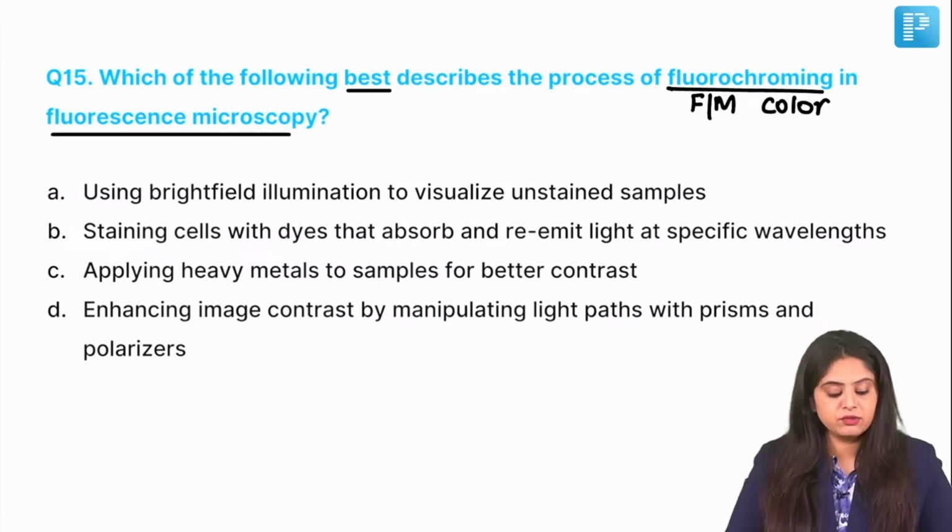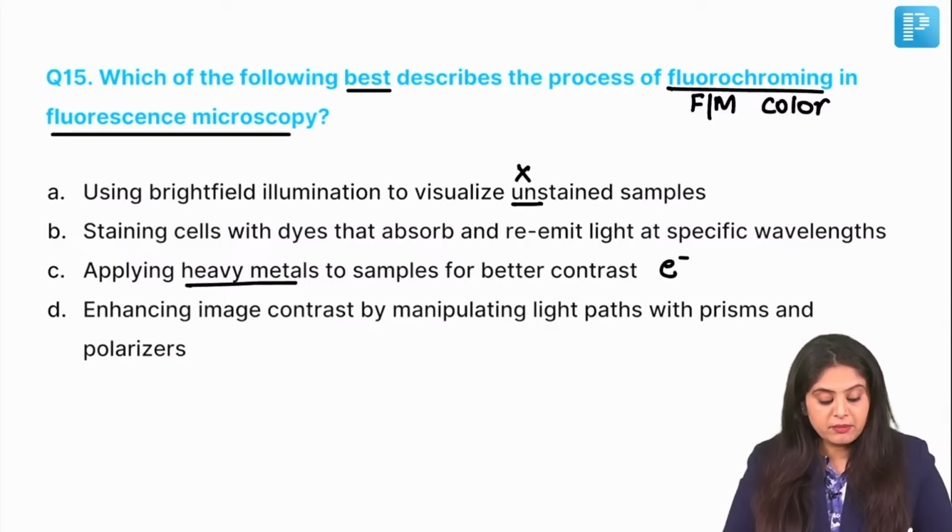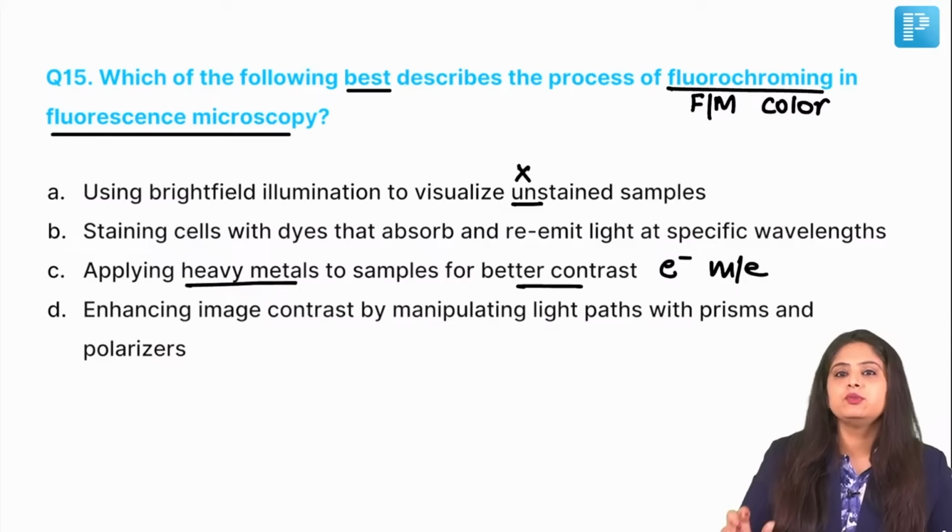In a fluorescent microscope, do you have unstained samples? No, I am adding some dyes. Are you applying some heavy metals? Not at all. In fact, do you know where I apply heavy metals? In the electron microscope, because right now you said that for the electron microscope, ma'am, you are using electrons.